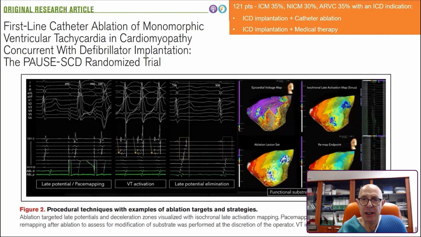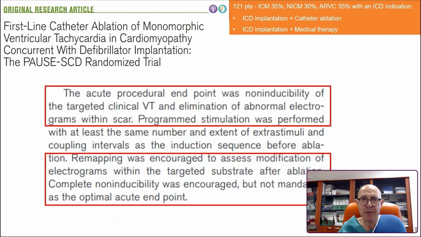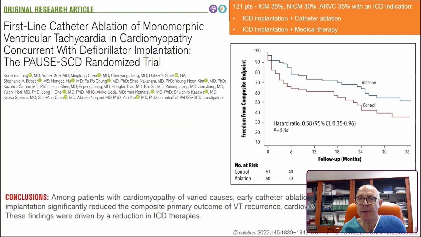This study is interesting as it shows the use of advanced mapping techniques, as you see here: multi-electrode mapping and detailed analysis of the propagation map during sinus rhythm, so a profound analysis of the substrate during sinus rhythm. The endpoint included non-inducibility of the target VT. Among the weak points, however, we see that remapping, although being encouraged, to assess modification was not really mandatory, and complete non-inducibility was not mandatory in this study.